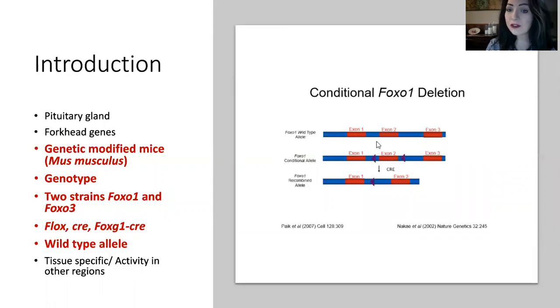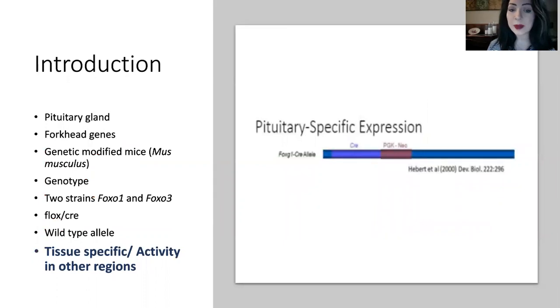We need to flox out this second exon, and we do so by inserting loxP sites and the introduction of cre, which then deletes that exon, and exon 1 and 3 are then ligated together, creating our new FOXO1 recombed allele, FOXO1 flox. We do this to promote pituitary specific expression because FOXO1 is also expressed in not only the pituitary gland, but also the heart and placenta as well. And if deletion were to occur everywhere, then the mice would die.